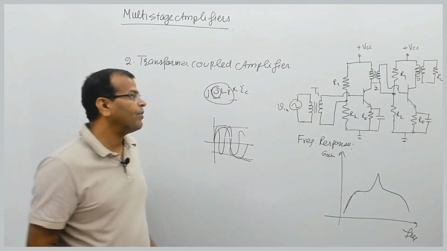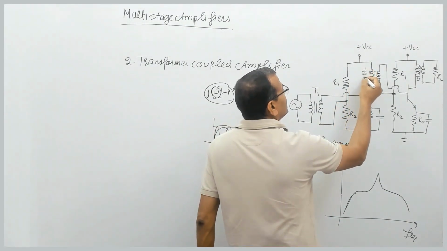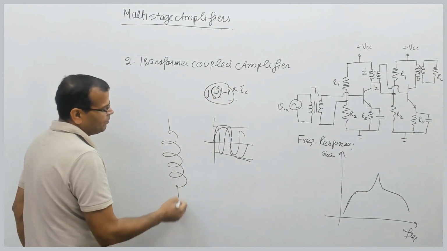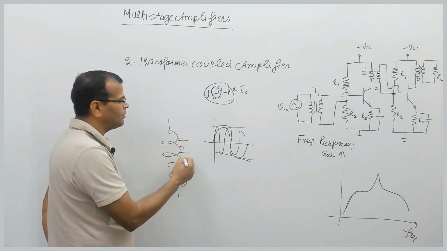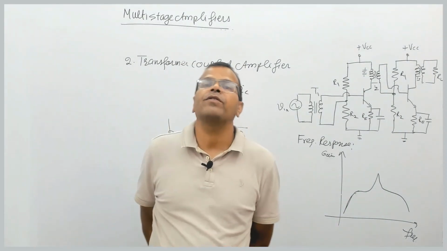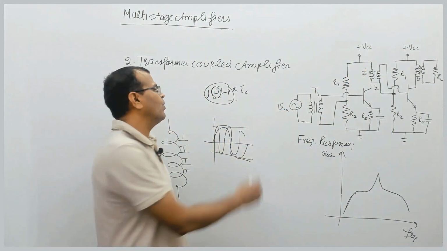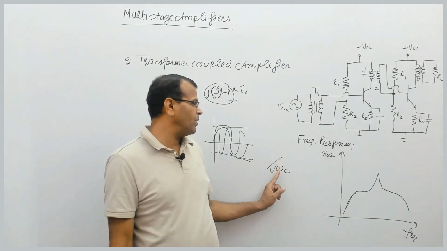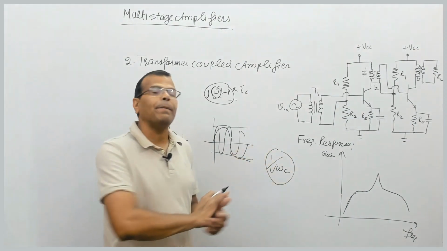But at very high frequencies, the transformer has interturn capacitances. If you remember, the transformer is a simple winding on the primary side, and there are always capacitances between the turns of the winding. So because of interturn capacitances, what will happen? You know the reactance of a capacitor is 1 by j omega C. So if you go on increasing frequency, the reactance of the capacitor will decrease.